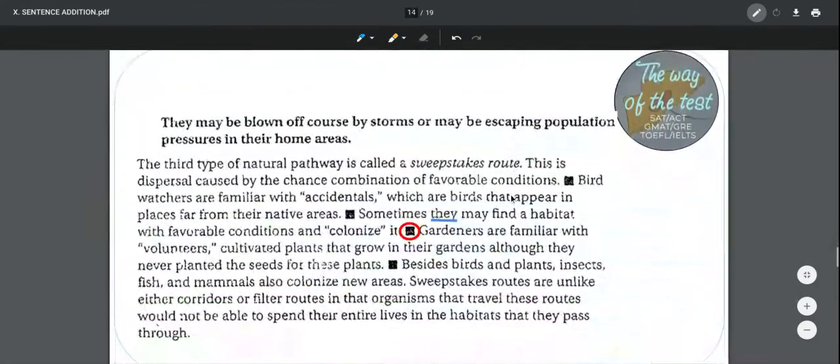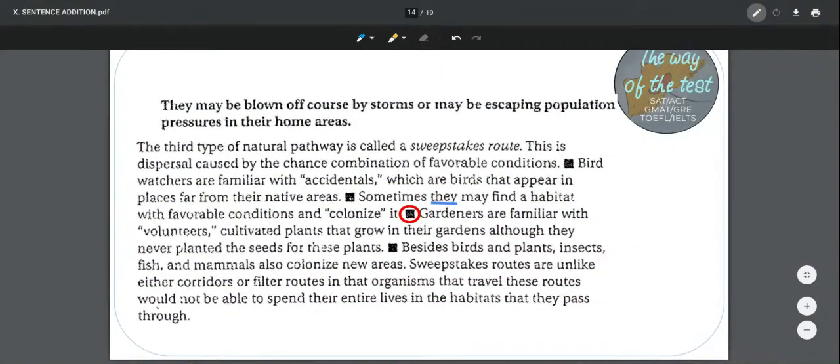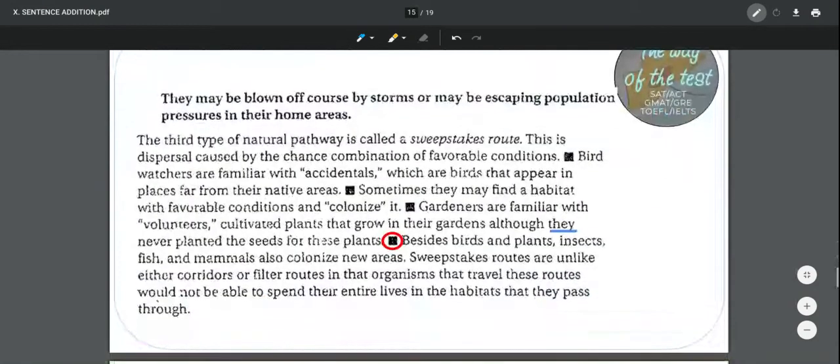I'm going to go to the third square. If I go to the third square, this word they has only one reference, the other word they, and this word they is also referring to birds, so I'm still going to replace it with birds. Now I'm saying the same thing: birds may be blown off course, may be escaping populations, and they have home areas, which is perfectly grammatically and logically correct. That can also be my answer. I'm going to leave it there, and go to the fourth square.